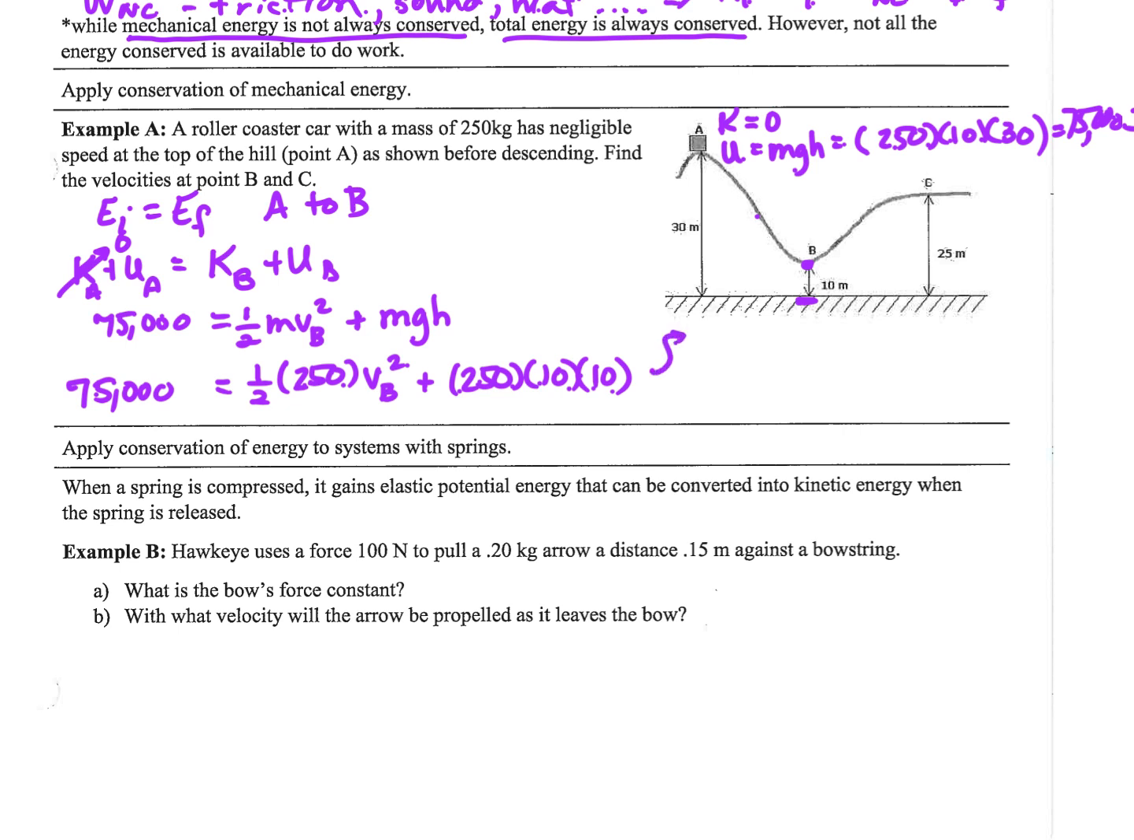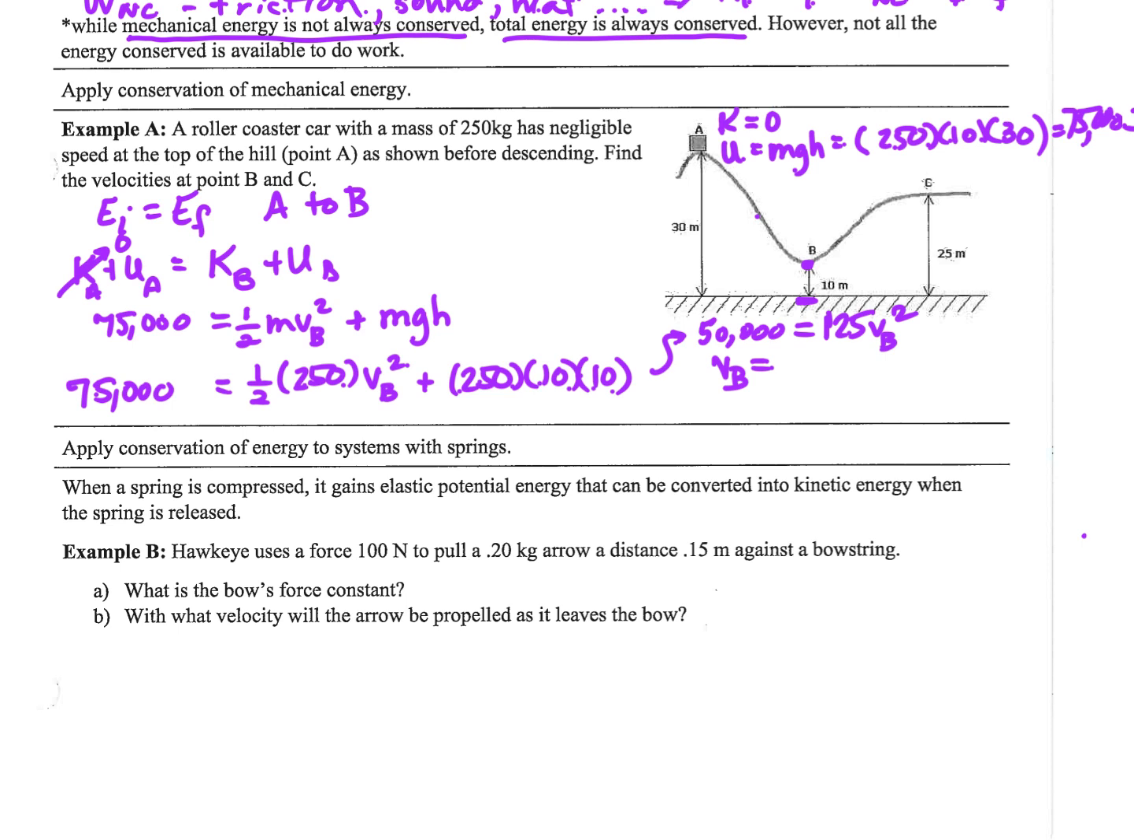Equals half of 250, which is 125, v sub b squared. So we're going to figure out v sub b: divide by 125 and take the square root, which would give us exactly 20. So 20 meters per second.